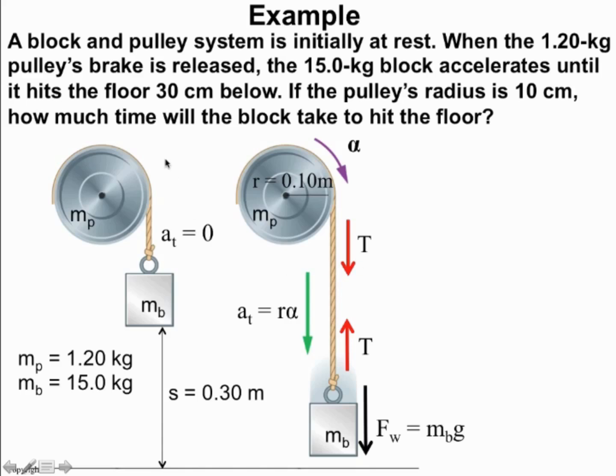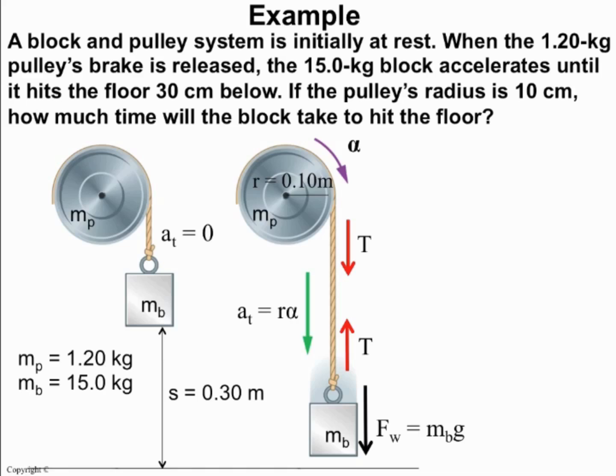We've got frame 1 and frame 2. Frame 1 is when everything's at rest on the left. Frame 2 here in the middle is when things are in motion. I have the mass of the pulley labeled m sub p, and the mass of the block, m sub b, and we have the values there from the givens, 1.20 and 15.0. We have the distance it falls, s equals 0.30 meters, and we have the tangential acceleration of 0 when it's at rest.